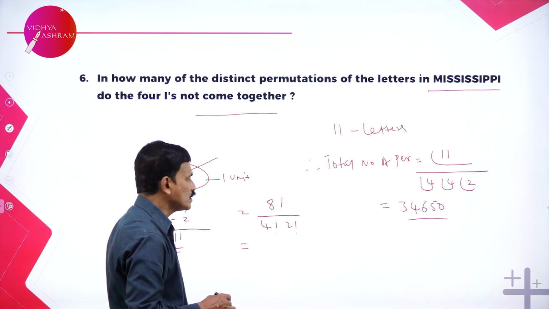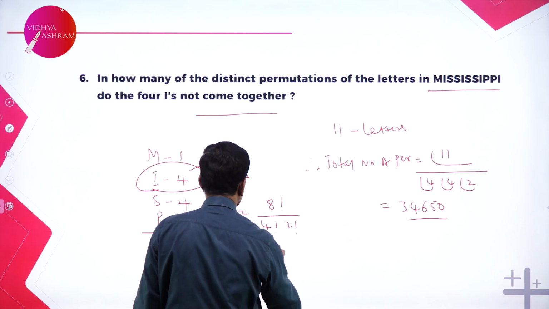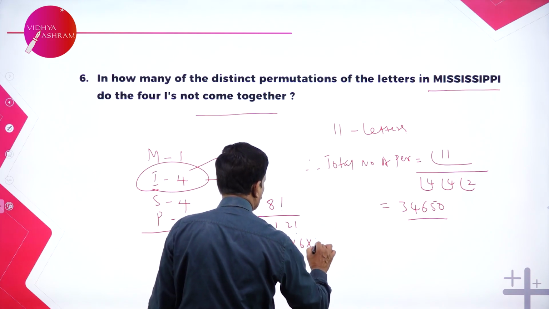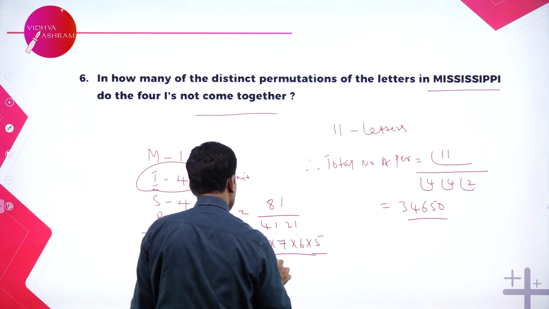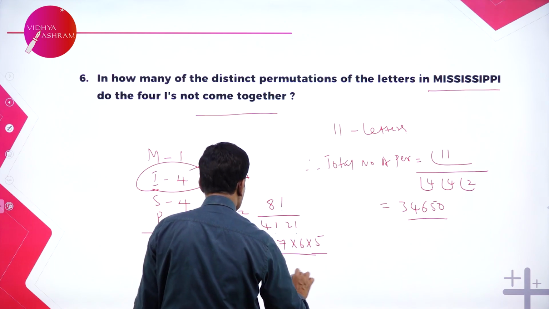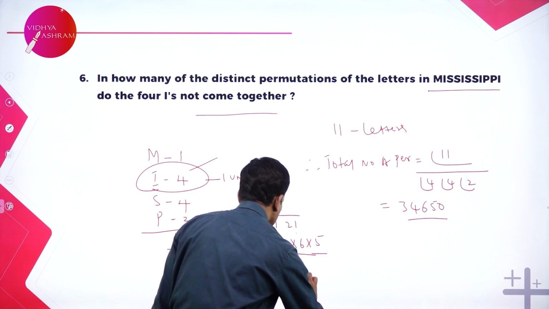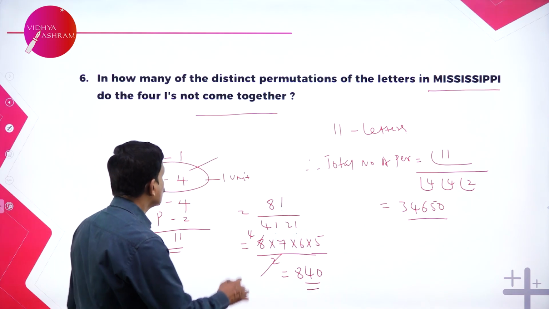If we simplify this, 8 factorial divided by 4 factorial into 2 factorial is equal to 8 into 7 into 6 into 5 divided by 2. This gets cancelled. What is this equal to? 4 into 7 into 6 into 5 is equal to 840. That's all. Okay. What is the conclusion?